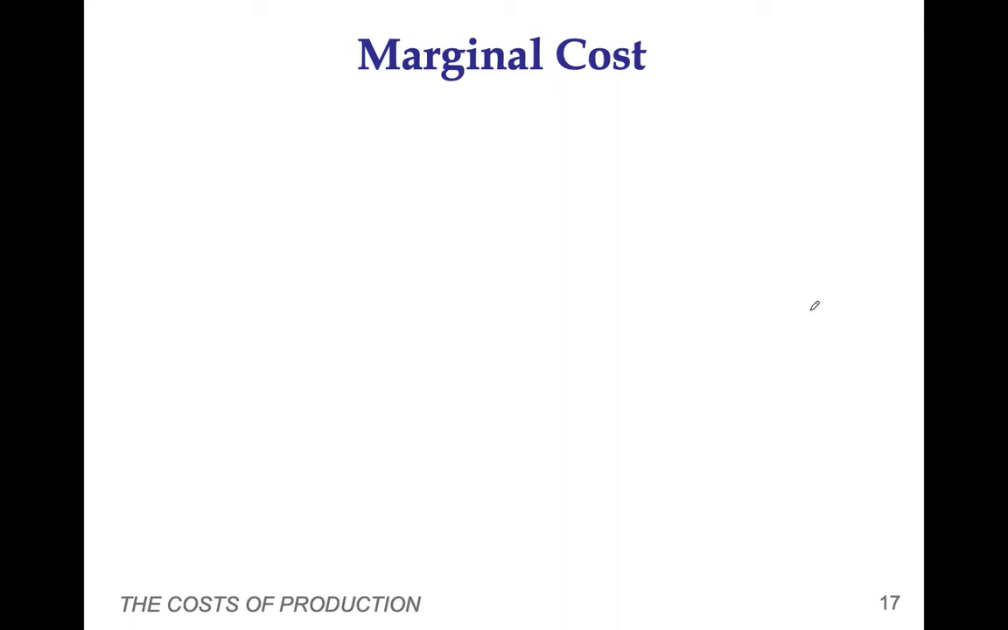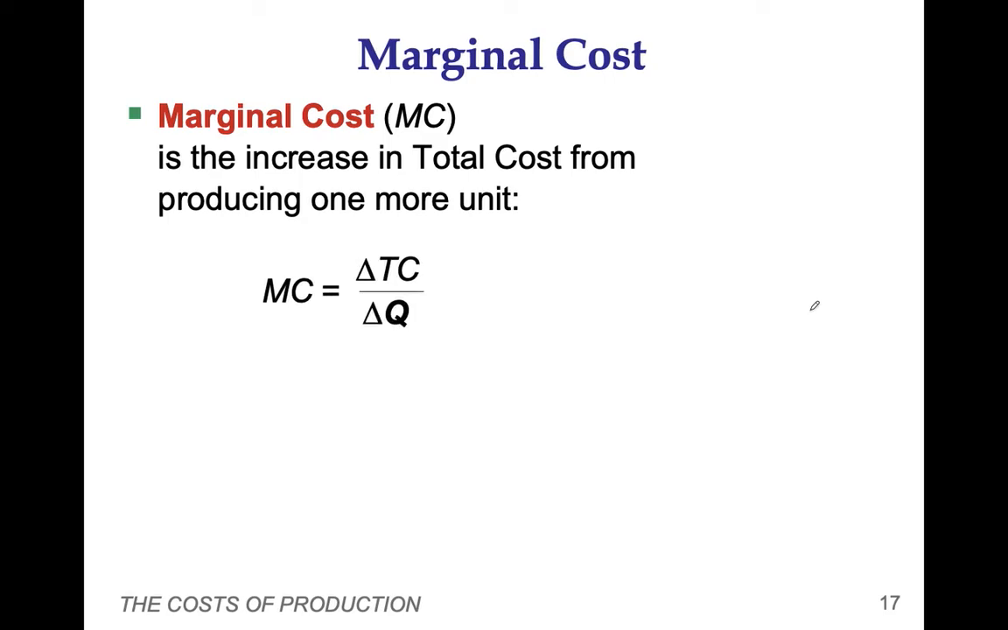Here in the slides we are going to define an important concept in costs, which is the marginal cost. This concept of cost, marginal cost, will follow us in the coming chapters. It is an important concept. What do we mean by marginal cost? The marginal cost, notated MC, is the increase in total cost from producing one more unit. So it is delta total cost over delta Q.